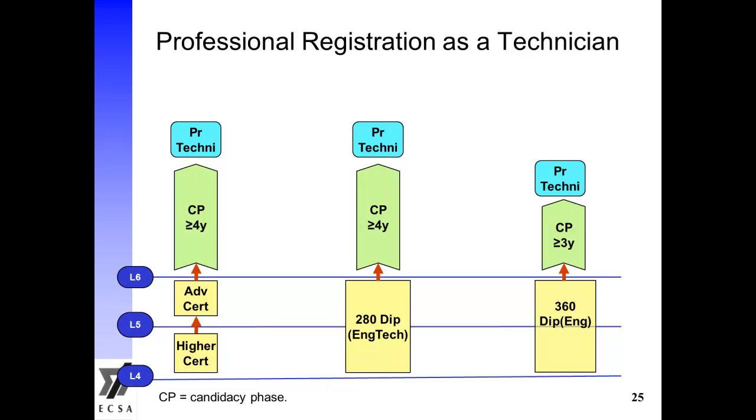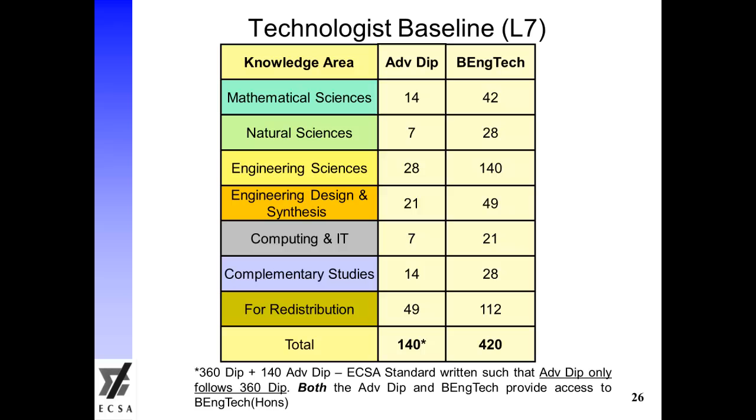These candidates have a minimum candidacy phase of 4 years before they can register as professional technicians with HEQSA. Here we can see the baseline for technologist qualifications at level 7. Both the advanced diploma and Bachelor of Engineering Technology meet the minimum educational requirements for registration as a candidate technologist.